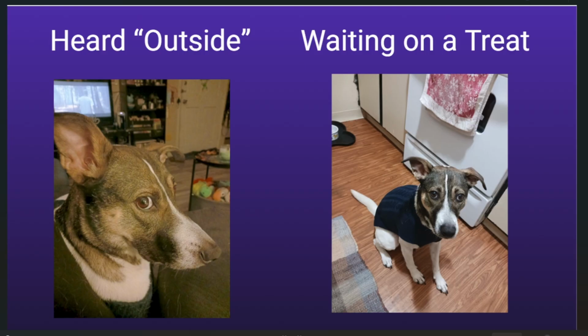Because over there in picture 2, she is sitting waiting for a treat. I have her in a stay position. So that's what her stay position looks like. Ears kind of floppy. Her mouth is closed. She does look a little hunched over.